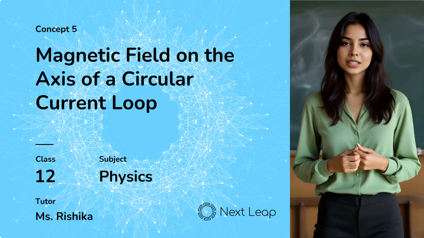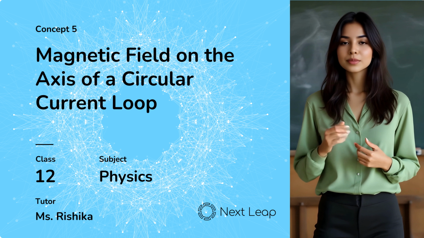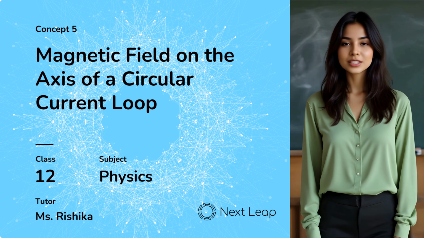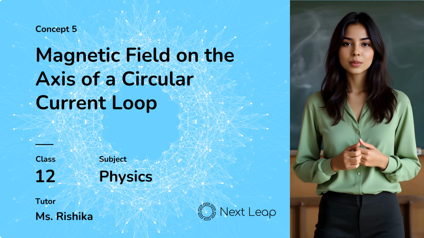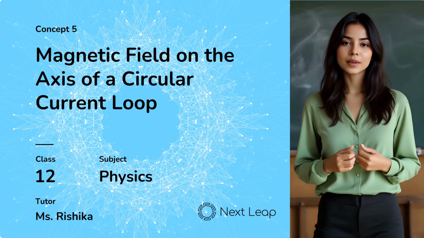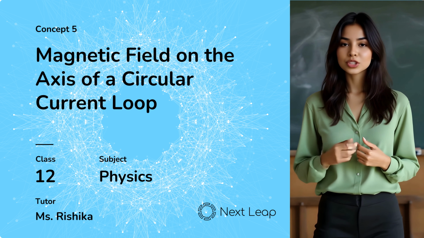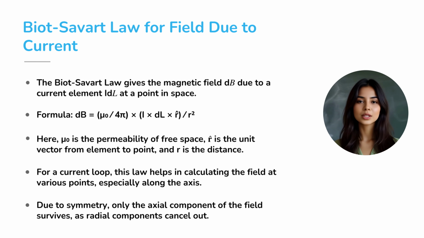Now imagine the axis, a straight line cutting through the center and perpendicular to the loop. That's where the real magic of symmetry kicks in. On this axis, the magnetic contributions from every tiny segment of the loop add up beautifully, giving us a neat, measurable magnetic field. And believe it or not, this setup is the heart of many real-world technologies, from magnetic coils to wireless chargers.